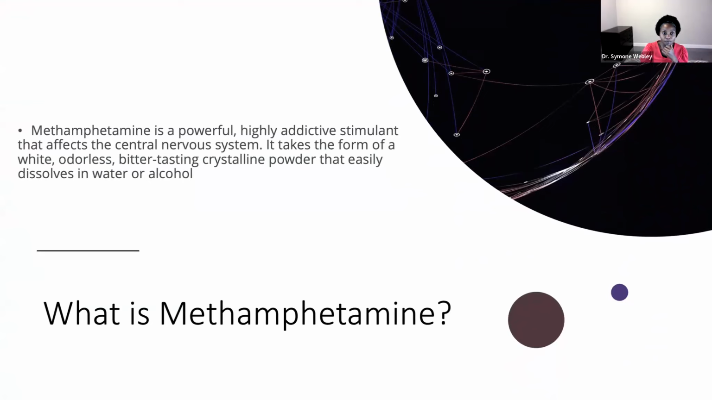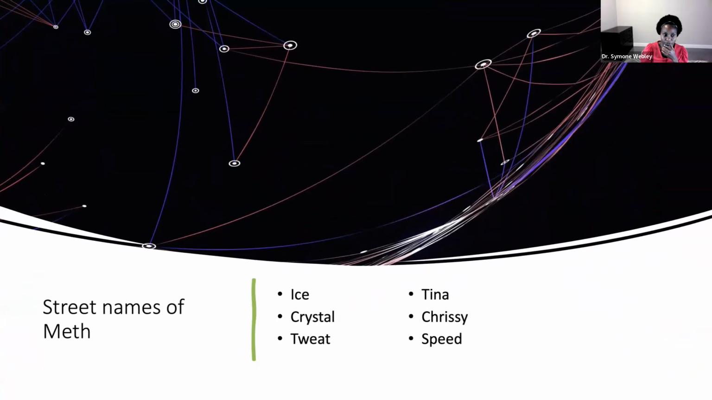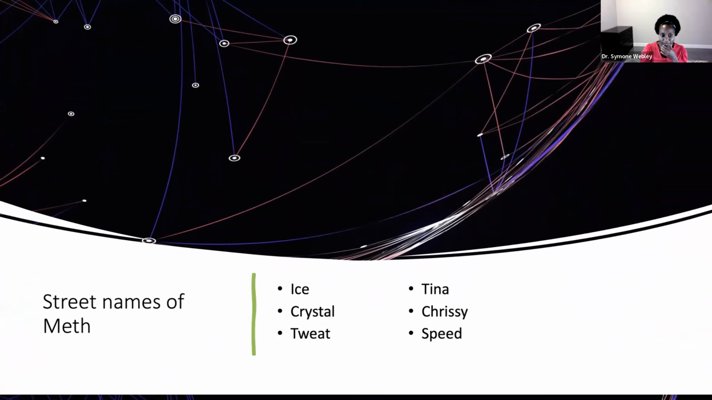It is a powerful and highly addictive stimulant that affects the central nervous system. It takes the form of a white, odorless, bitter-tasting crystal powder that is easily dissolved in water. Some of the street names are Ice, Crystal, Tweak, Tina, Chrissy, and Speed.